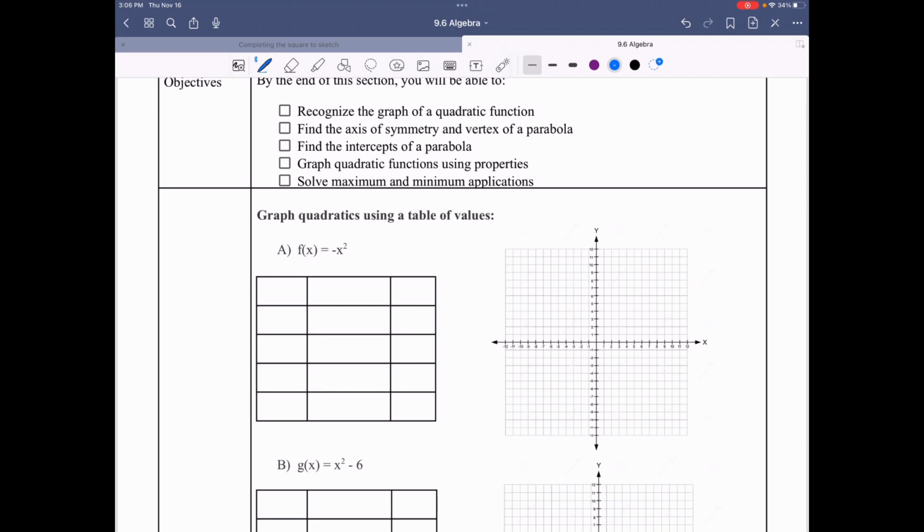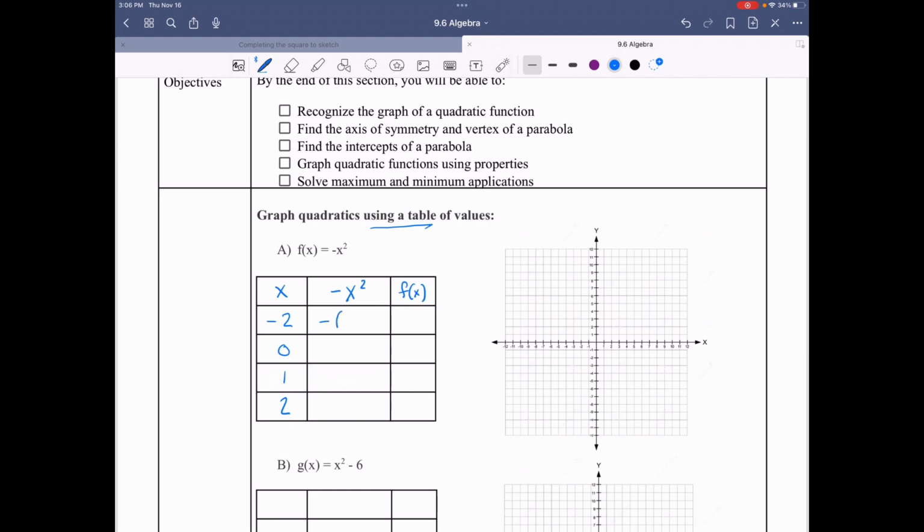For this first example, it's asking us to graph using a table of values. So we are going to plug in values for x and get an output of f of x using the function that they give us. So let's plug in a few values, maybe -2, 0, 1, and 2, and see what we get.